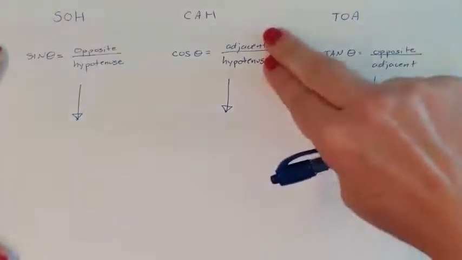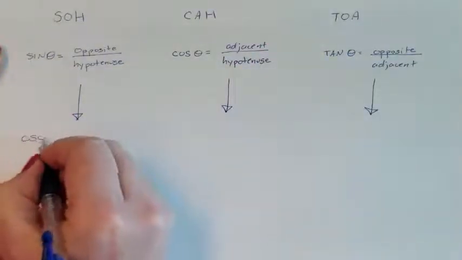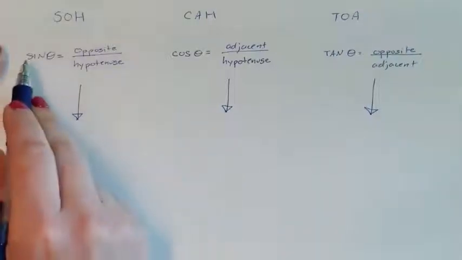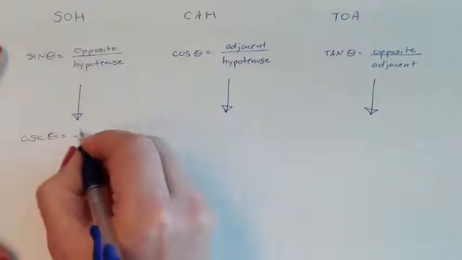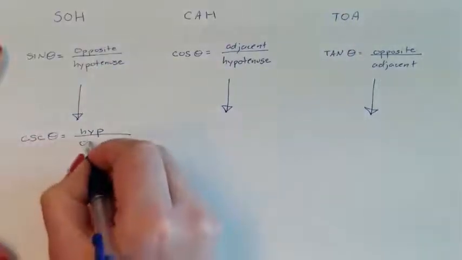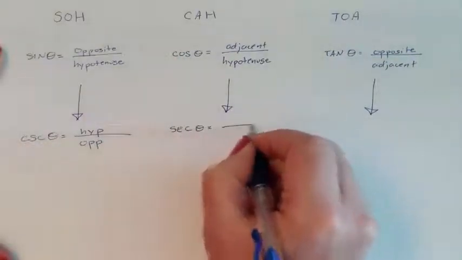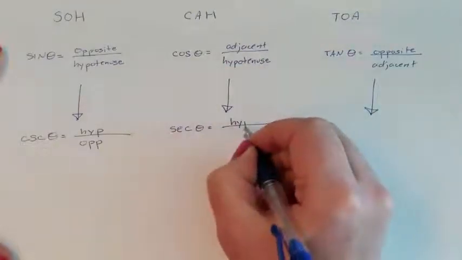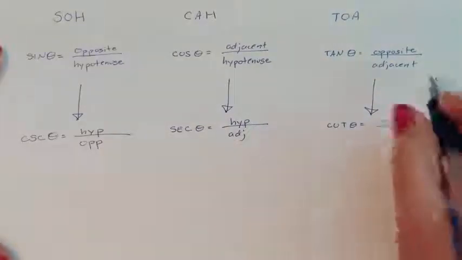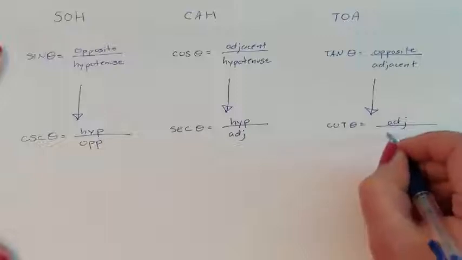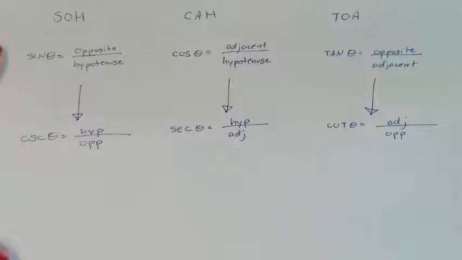If you remember, reciprocal means the fraction flipped. So the reciprocal of sine is cosecant, and we're still talking about the angle. Cosecant is the reciprocal of this, so we are talking about hypotenuse over opposite. The reciprocal of cosine is secant, and since it is a reciprocal, the fraction flips, so it's hypotenuse over adjacent. And the reciprocal of tangent is cotangent, which is going to be adjacent over opposite. So we have 6 different trig functions that we are going to be using on the right triangles.